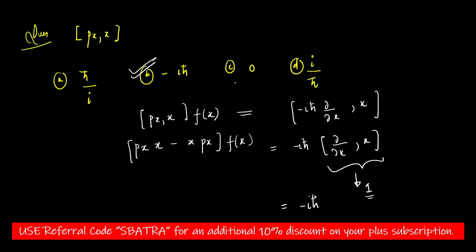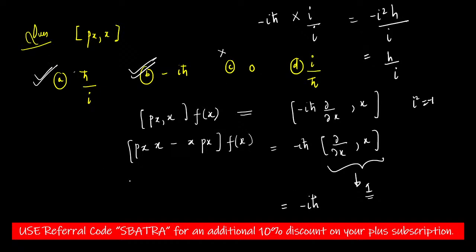So let's see if we are getting more correct options. 0, definitely this is not the correct answer, okay? Now let's check option A, okay? So we are getting i in the denominator. So what we need to do is multiply this by i into i, okay? Multiply this by i and divide this by i, okay? This is how we can do this. Next is minus i squared h divided by i, okay? We know that i squared is minus 1, so minus 1 and minus 1 would be 1. So this would be h by i, okay? So definitely option A is also correct, okay?